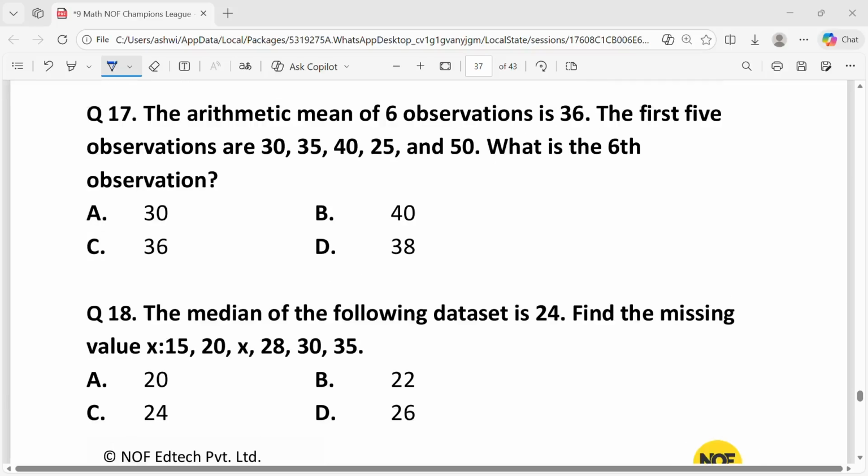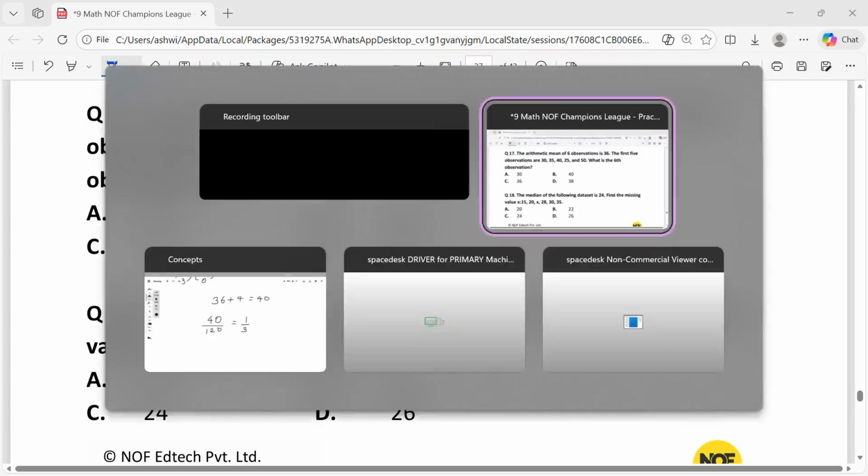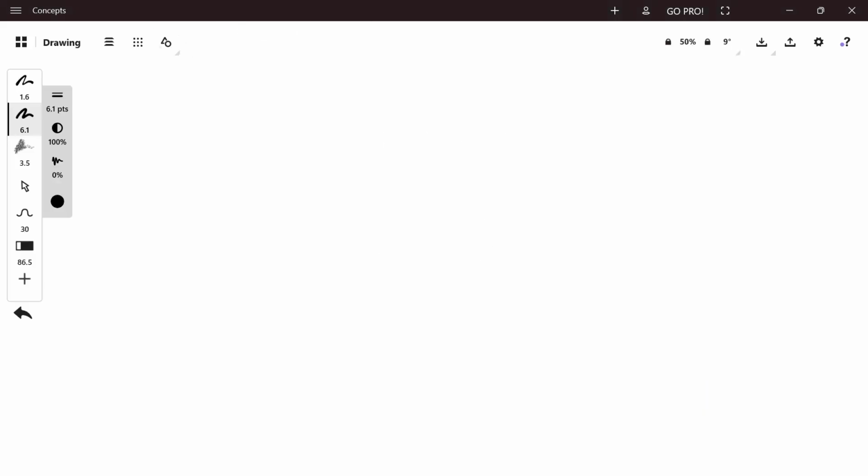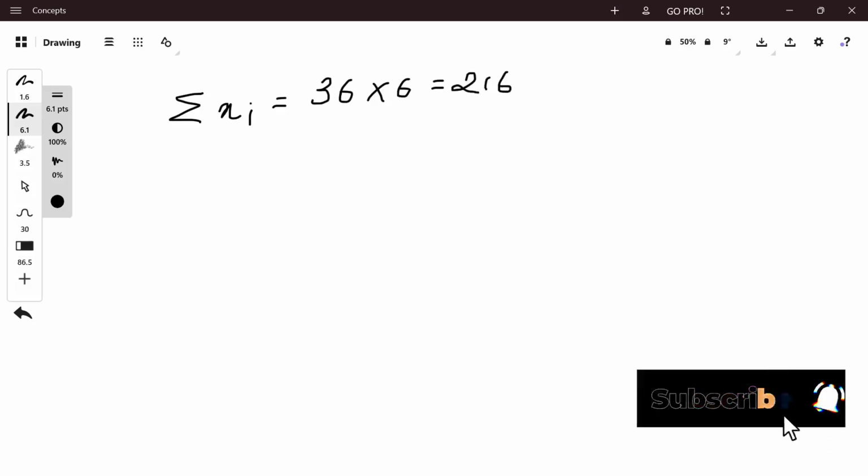Question 17. The arithmetic mean of 6 observations is 36. The first 5 observations are 30, 35, 40, 25 and 50. What is the sixth observation? The mean x bar of n observations is given by x bar equal to summation xi upon n. Given x bar is 36 and n is 6, the sum of all observations, summation xi, is equal to 36 into 6, which is equal to 216.